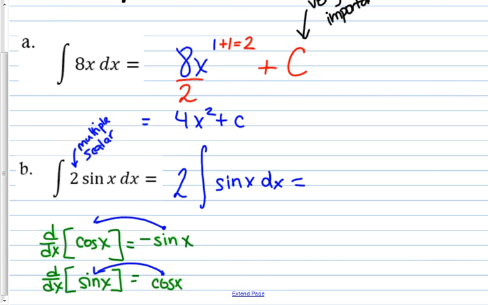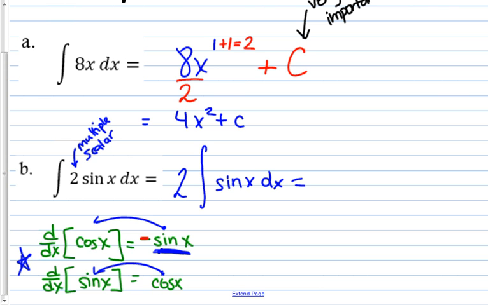I'm still doing this. I need to find the antiderivative of sine. Now let's go back here again. We're going backwards. So if I have sine, I need to be looking at this one. I need to go back to cosine. But there's a problem. It's negative. It does not exist. There is no negative sine x.